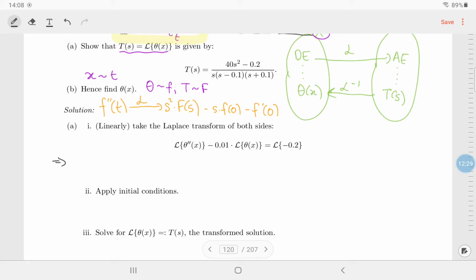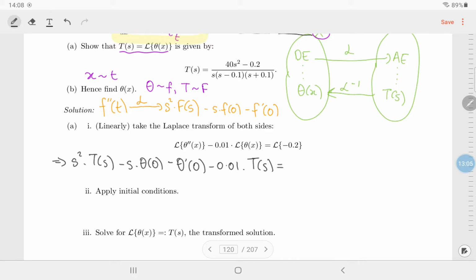So a second derivative gets sent to s squared, now it should be big F of s. Now you go from little f to big F. Here we're going from little theta, we're not going to use big theta, we're going to use big T. Minus s. Now we don't have little f of 0 here, we have little theta of 0. Minus not f dashed of 0, theta dashed of 0. Okay, so that's the first bit. Then fix the minus 0.01, and then theta of x is going to be sent to big T of s.